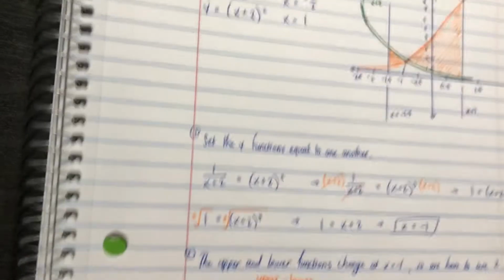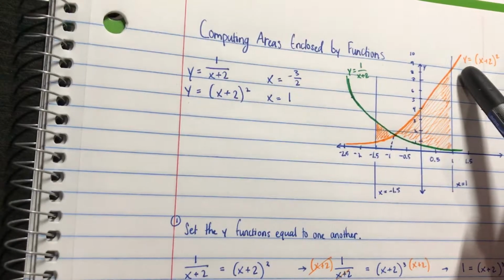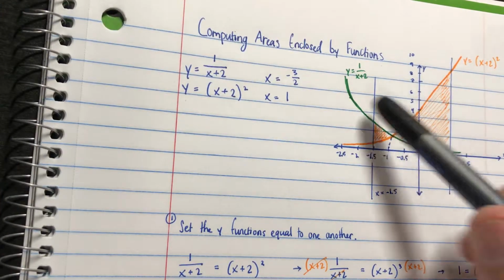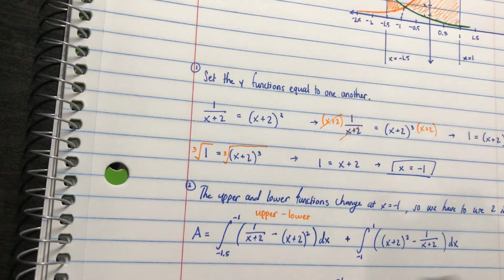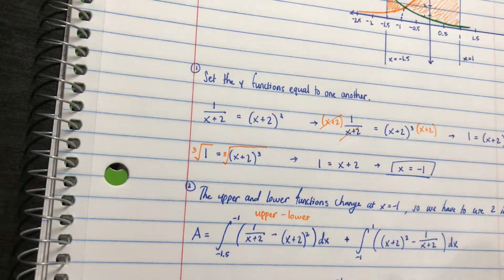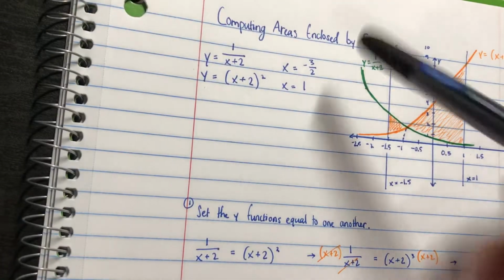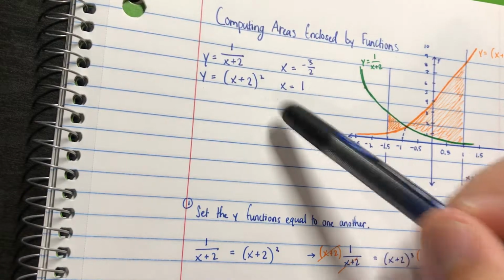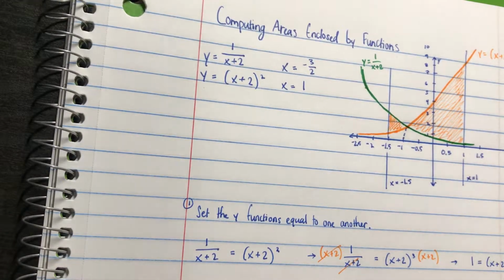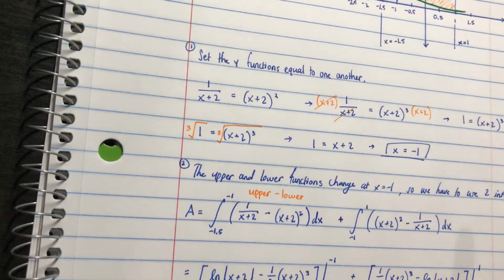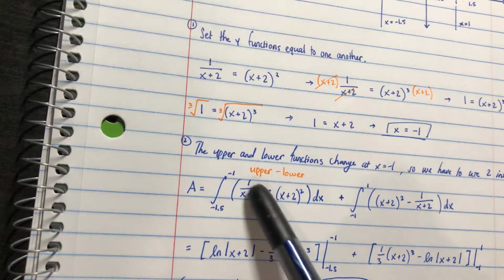For our second integral, we notice that our upper and lower functions change, because what used to be the lower function now becomes the upper function. Our upper function now becomes y equals (x plus 2) squared, and our lower function is y equals 1 over x plus 2. When we do that, we get this integral from negative 1 to 1, which is determined by our second constraint, the vertical line at x equals 1.